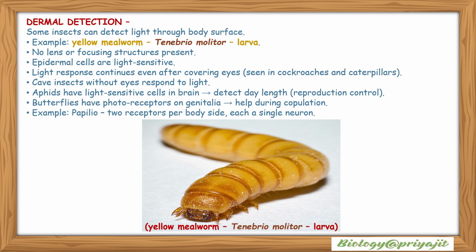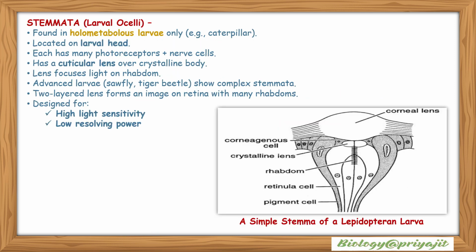Aphids have light sensitive cells in their brain and detect day length, and they control their process of reproduction. And butterflies have photoreceptors on genitalia. They help during copulation. Example: Papilio, which have two receptors per body side, each with a single neuron. So yellow mealworm is Tenebrio molitor larva. They have a dermal detection property to visualize their surroundings.